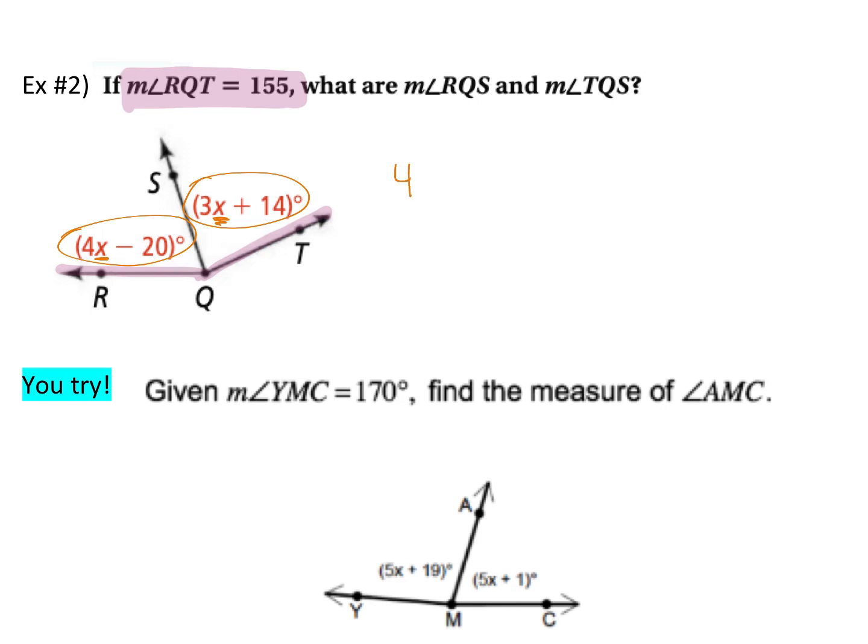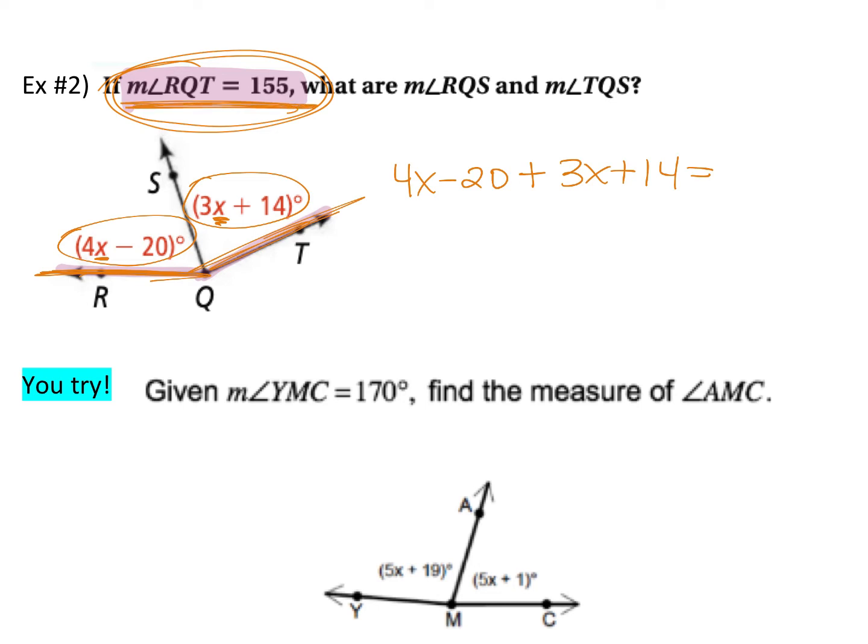4x minus 20 equals 3x plus 14. Not equals. Look, there's no marking here that says these are equal angles, right? So we can't assume they're equal. Plus 3x plus 14. Yes. Equals what? What does that equal? You just told me, RQT, which is 155. That's why it's so important to read the question, because somewhere in the question there's information that you need to use to solve it. So this is 155.